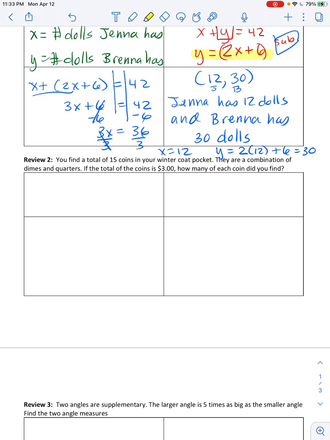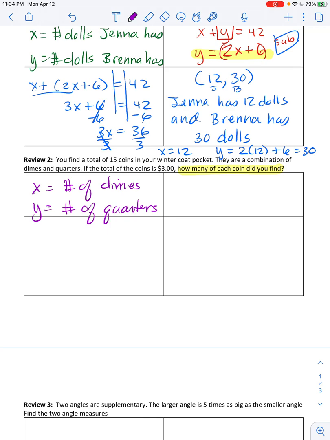So again, use this last part to help you identify. It's asking how many of each coin did you find. So X can be the number of dimes. I'm going to be more thorough. Number of dimes. And Y can represent the number of quarters. And it doesn't really matter which one as long as you state them properly in your answer later.